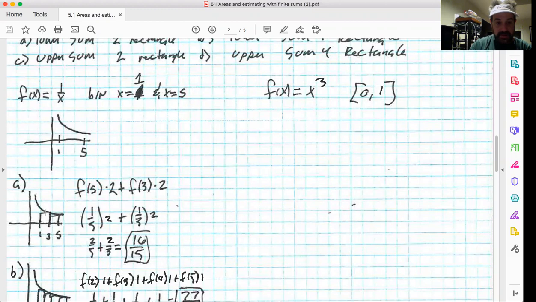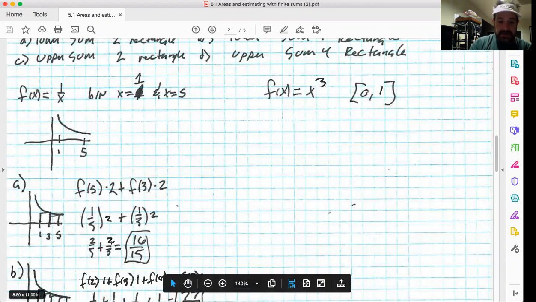So here, if we're going to find the area of this rectangle right here, the width is 2, the height is whatever the function value is at 3, that's what this is right here. This piece right here, if we're going to find the lower sum of this rectangle, well, the lower part is going to be at x equals 5. So the height there is going to be f of 5 times the width 2. Well, when we apply f of 5, we're plugging in this function, 1/5 times 2, f of 3, 1/3 times 2.